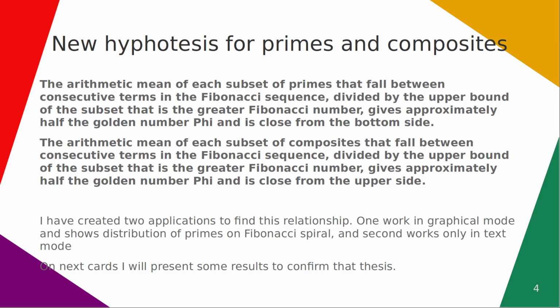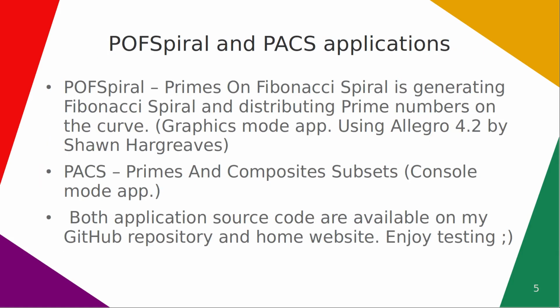The arithmetic mean is calculated as the sum of the numbers in a subset divided by the quantity of numbers in that subset. The video claims a specific convergence behavior. The calculation for primes approaches the target value from the bottom side, that is, slightly less than the target, while the calculation for composites approaches from the upper side, slightly greater than the target. The core formulas presented at the end of the video are as follows.